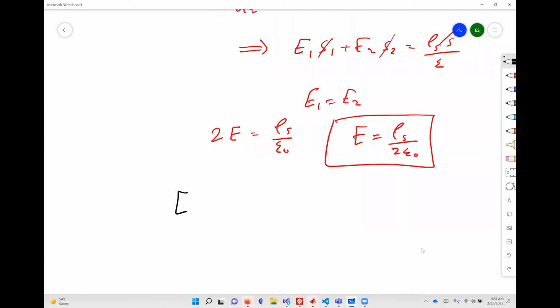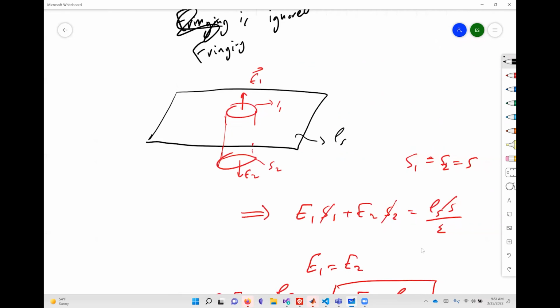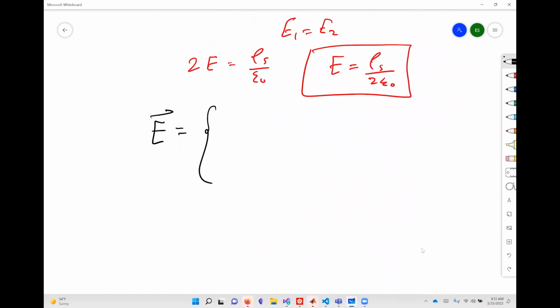In vector notation, E is going to simply be, so let's introduce a coordinate system here. This is Z equals 0, and Z is up in this direction, so Z hat is up there. Above the plate, where Z is larger than 0, the field is going to be rho S over 2 epsilon naught Z hat. This is for Z larger than 0. And then below the plane it is going to be minus rho S over 2 epsilon naught Z hat. This is Z less than 0.